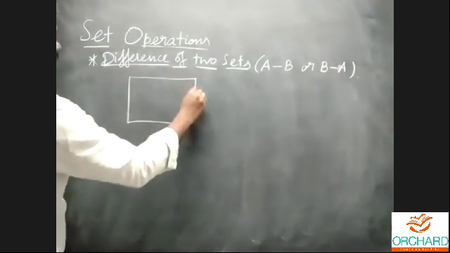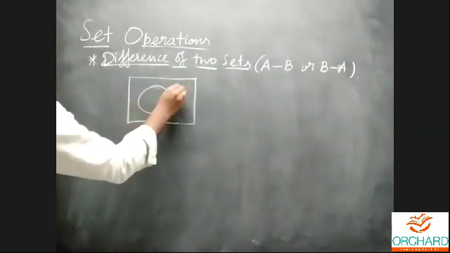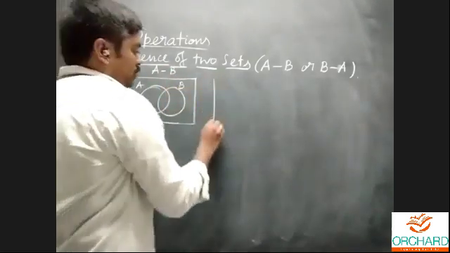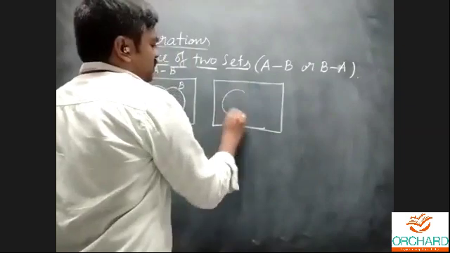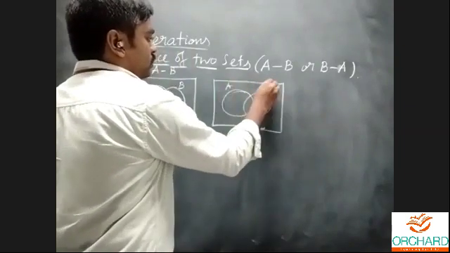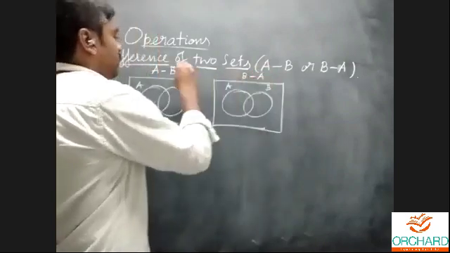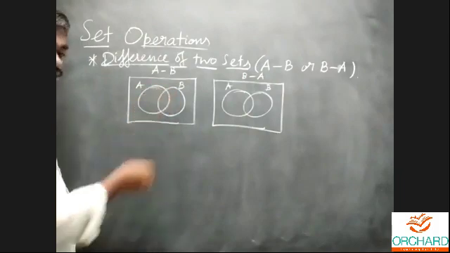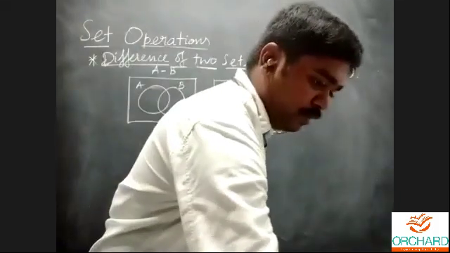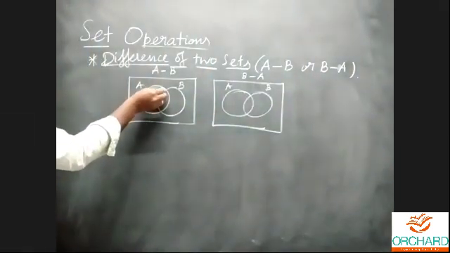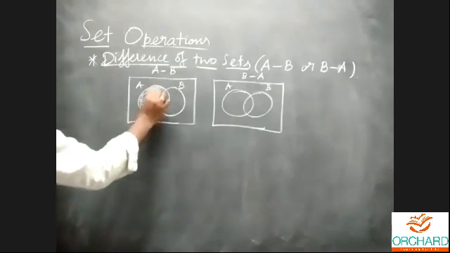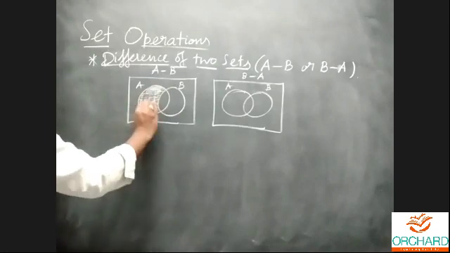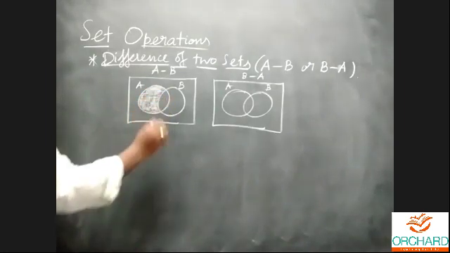This is a Venn diagram representation for A difference B and B difference A. What does A difference B mean now? To completely remove the set B from A, completely remove the elements of set B from A. That's all. This is only the A difference B.